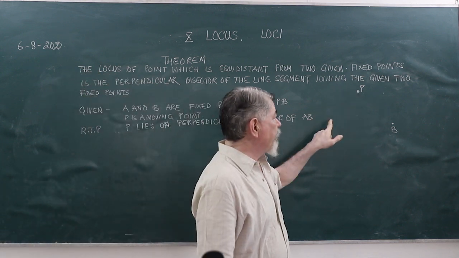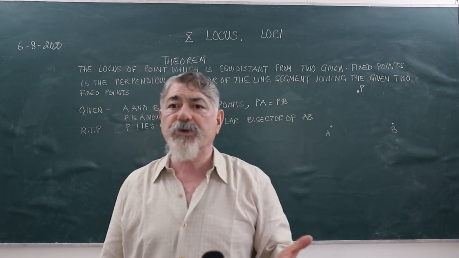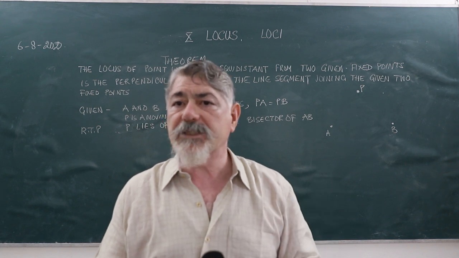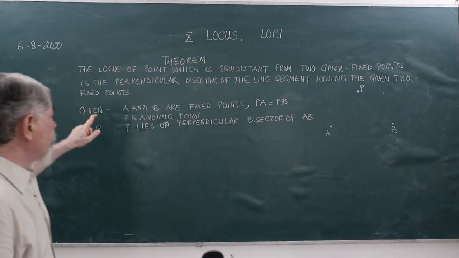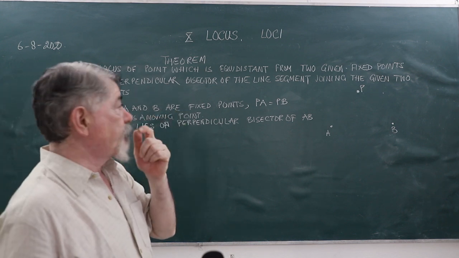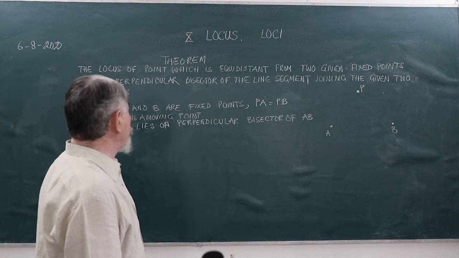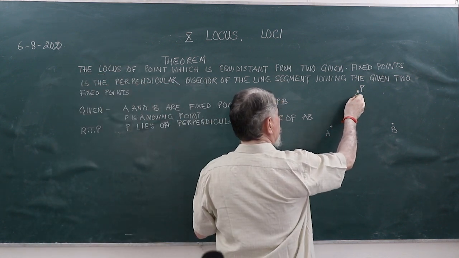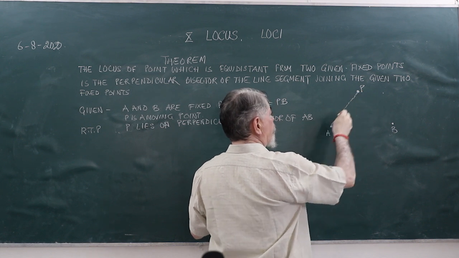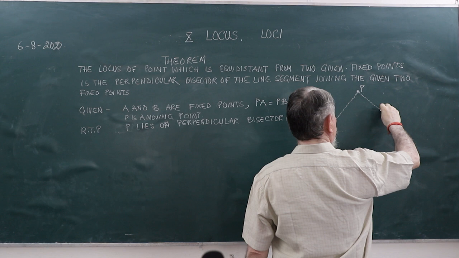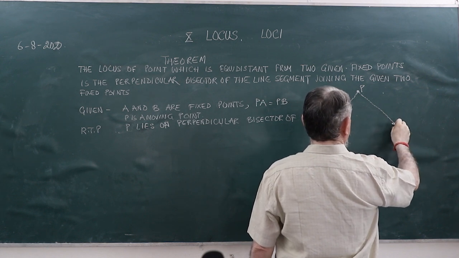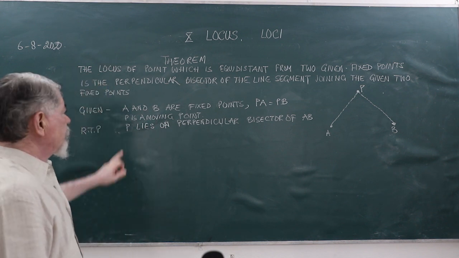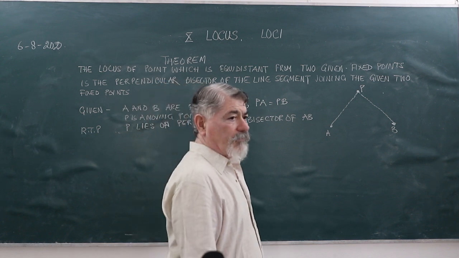Now P is the moving point, A and B are two fixed points. We have to prove, and it is given that P is equidistant from A and B. Equidistant means at equal distance from points A and B. Given is A and B are two fixed points, and PA is equal to PB. P is a moving point, and we have to find the locus of this point P such that PA and PB are given equal. Now, required to prove is that P will lie on the perpendicular bisector of AB.